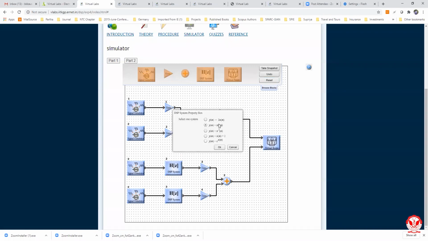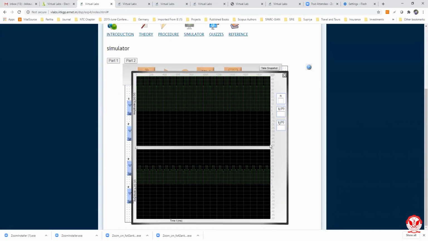Next, we have more options here. We can go one by one. yn equal to x square n. Select here. Okay, press OK button. Next, yn equal to x square n. Okay. Again, yn equal to x square n. Okay. Now we select this button. What do we find? The y3 is not equal to alpha y1 plus beta y2. That means the system is not a linear one.